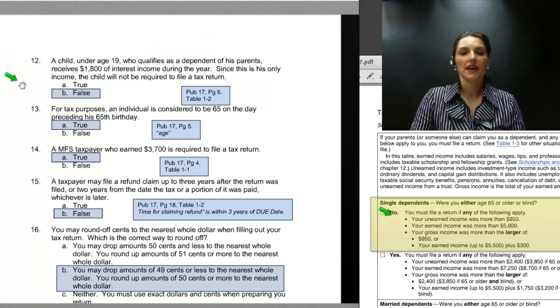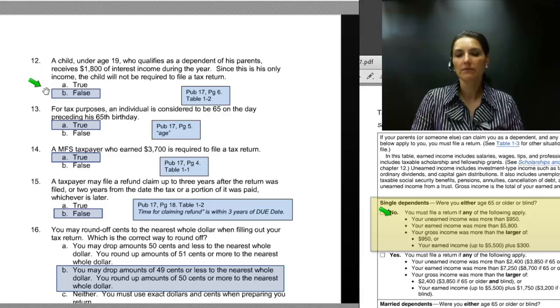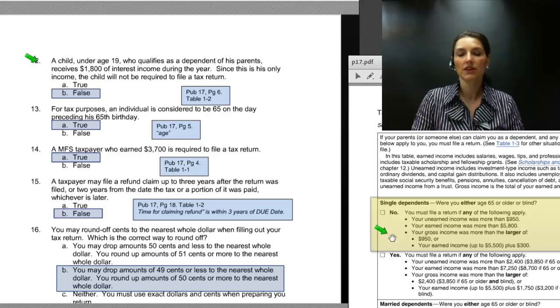Number 12. A child under age 19 who qualifies as a dependent of his parents receives $1,800 of interest income during the year. Since this is his only income, the child will not be required to file a tax return. And the answer is false. Again, we go to Pub 17 and look at page 6, Table 1-2. What is of interest to us here? His income is $1,800. His standard deduction is going to be limited to $950, or his earned income plus $300. Well, he doesn't have any earned income.